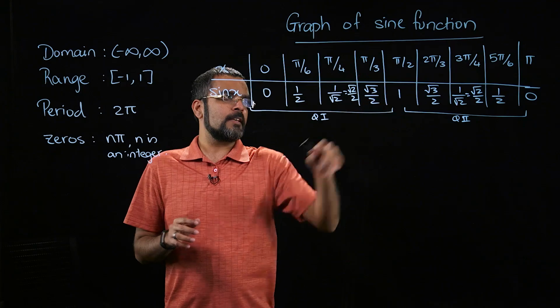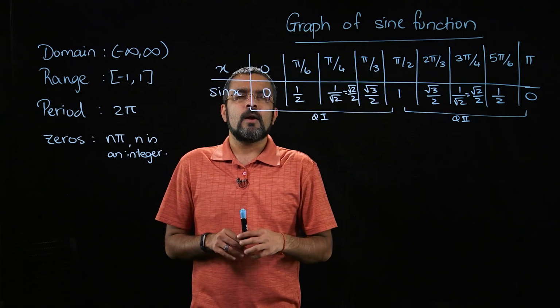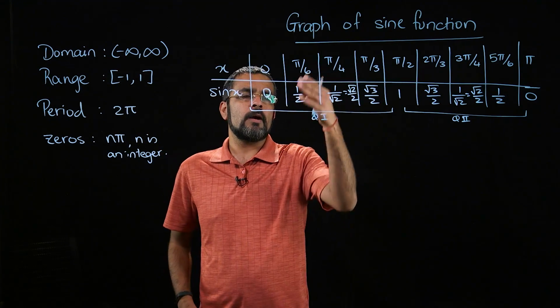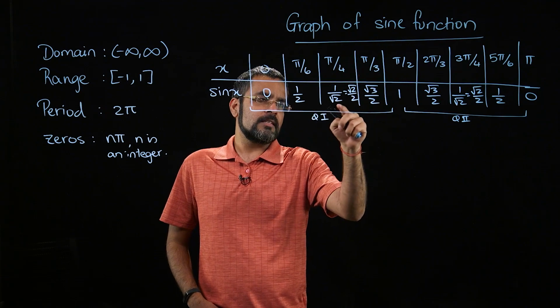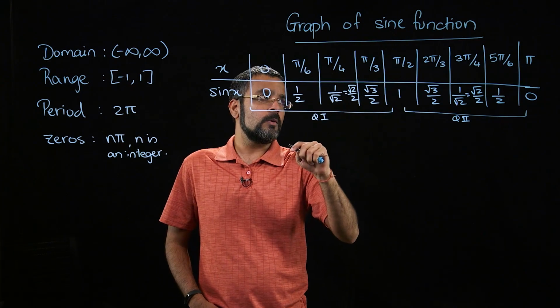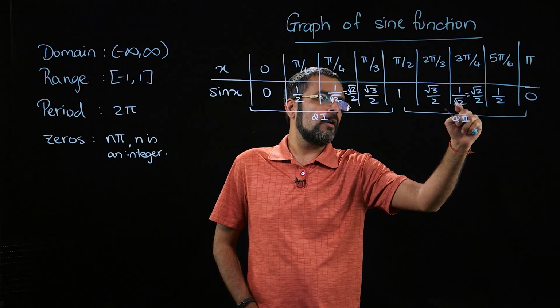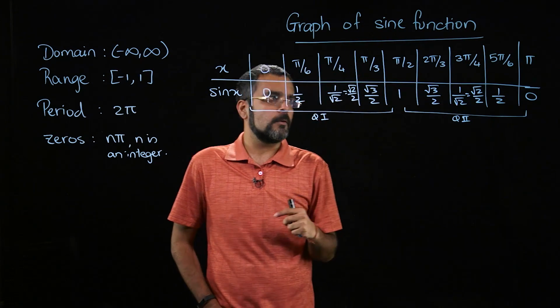So let's look at the table, right? Here are a few basic values of the sine function. We know that sine of 0 is 0, and sine of pi over 6 is 1 over 2. Sine of pi over 4 is 1 over root 2, or as we saw last time, it can also be written as square root 2 over 2. Same for sine of 3 pi over 4: 1 over root 2, or square root 2 over 2, right?